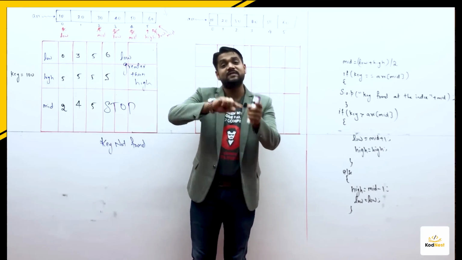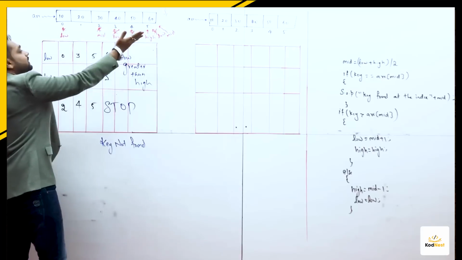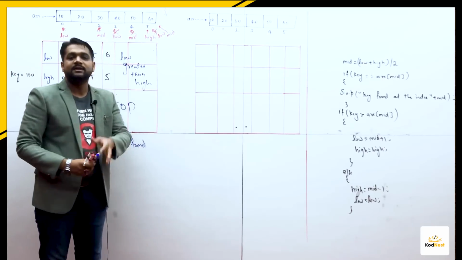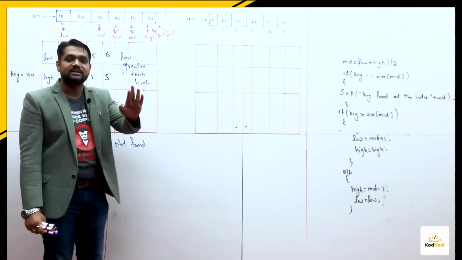Until and unless low is less than or equal to high, there is a possible chance that you will get the key. If low becomes greater than high, you will not get the key. You can close your eyes and tell key not found. As simple as it is.